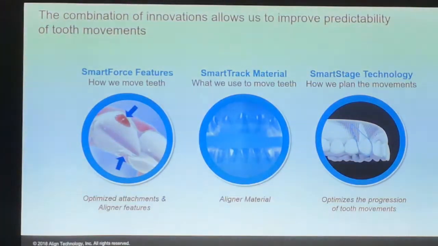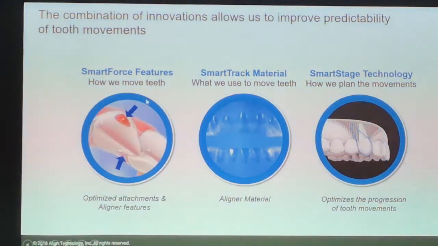Okay, the next thing that I would like to talk about is the key differentiator between our company and other clear aligner companies. With our company, we have three smart things. The first one I would like to talk about is the SmartForce features. SmartForce features are represented as attachments and aligner features. If you hear SmartForce features, just think about how they move the teeth.